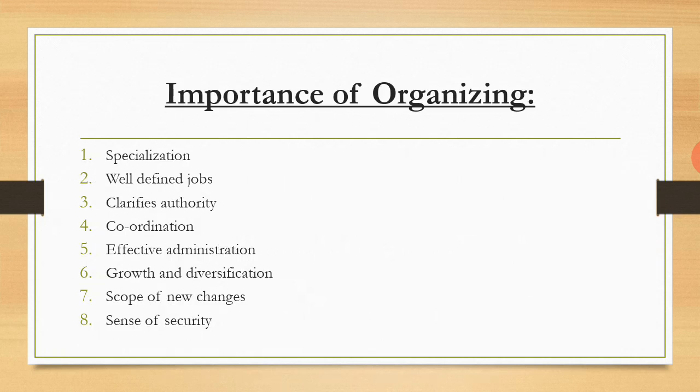Due to specialization, when a person is doing the job continuously, repetitively, he becomes expert in that area, expert in his job. So, this leads to specialization. Second is well-defined job. Due to organization, there will be well-defined job, that who is responsible for what. Third, clarifies authority. It clarifies the authority.